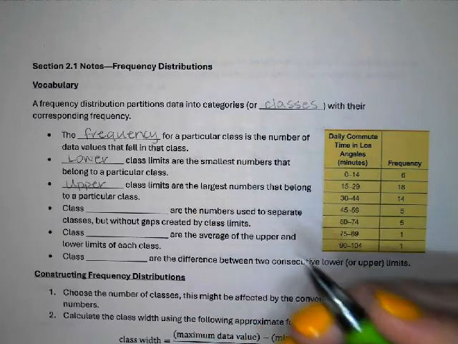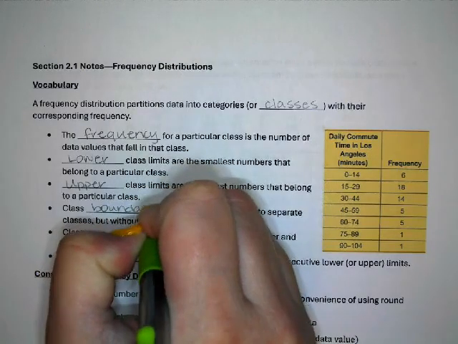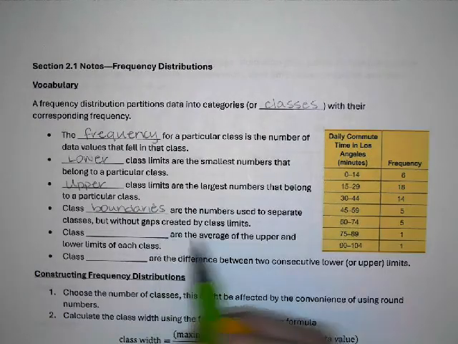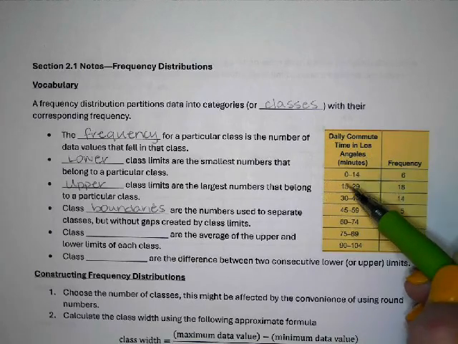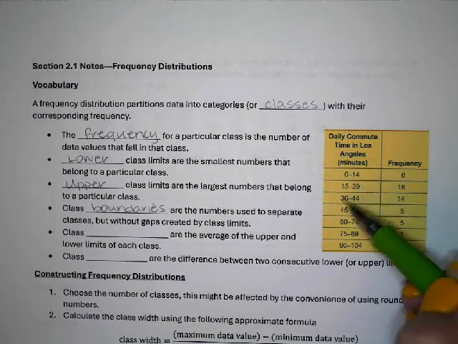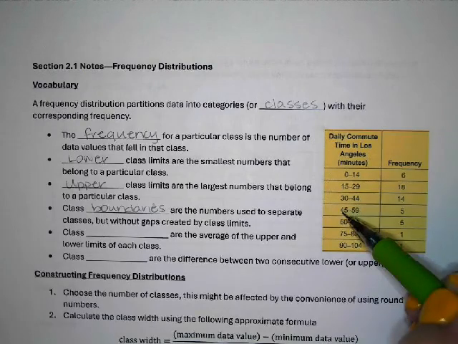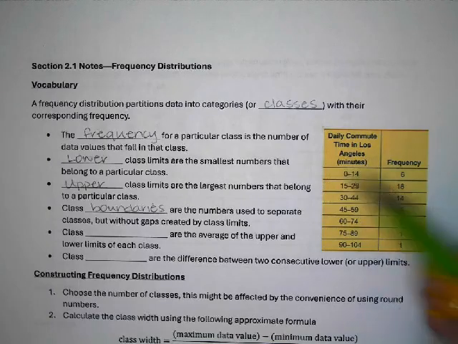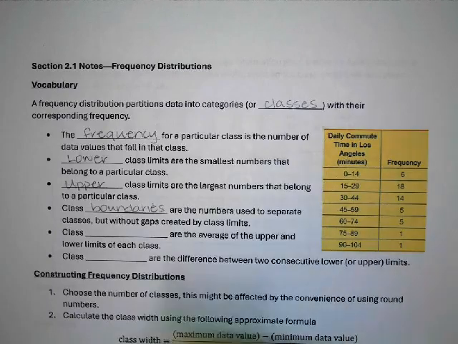Class boundaries are the numbers used to separate classes, but without gaps created by class limits. So the boundary from 14 to 15 would be 14.5. The boundary from 29 to 30 would be 29.5. The boundary from 44 to 45 would be 44.5. On this class, the lower boundary would be negative 0.5. On this class, the upper boundary would be 104.5.